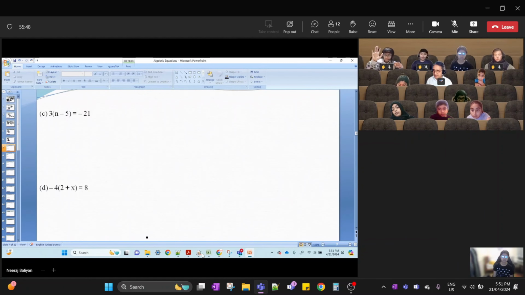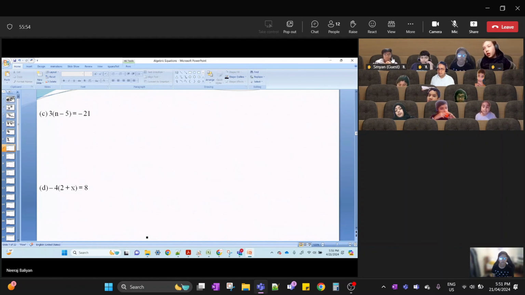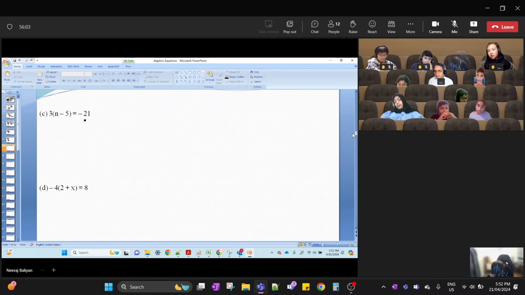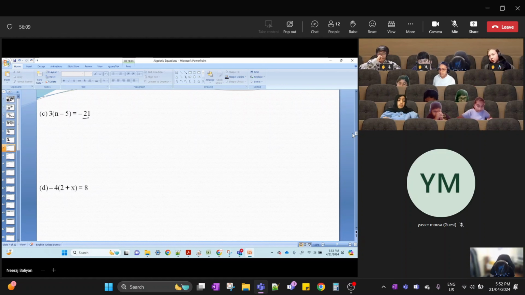Sanchi, you already solved this. Cliff is silent, so we are coming to Cliff. Okay, 3(n minus 5) equals minus 21. So let's do this question, Cliff. This is not 1, this is minus 21. Right. So let's do this question.